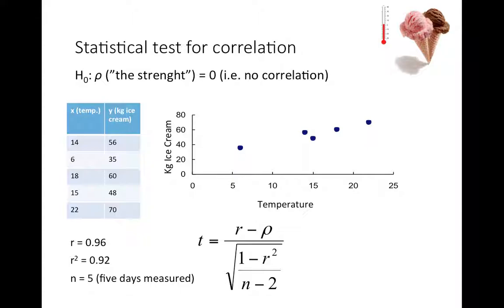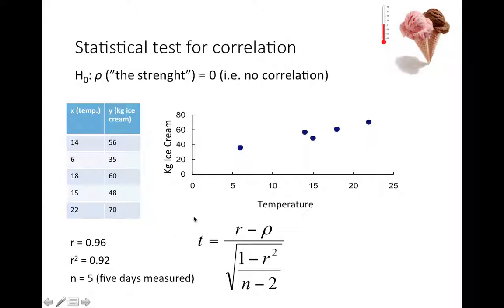We will use the same dataset that we used for correlation and regression of morning temperature and ice cream sales. You might remember in the correlation video, we calculated an R value of 0.96 and an R squared value of 0.92, and we have a sample size of 5. We have measured 5 days.